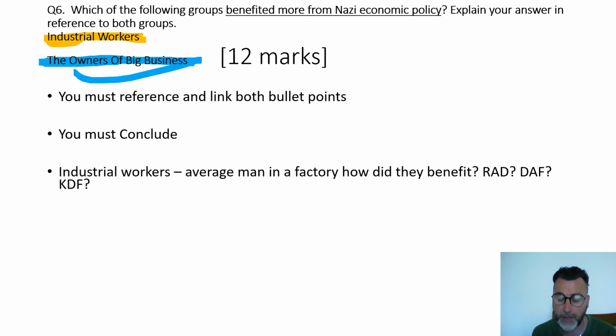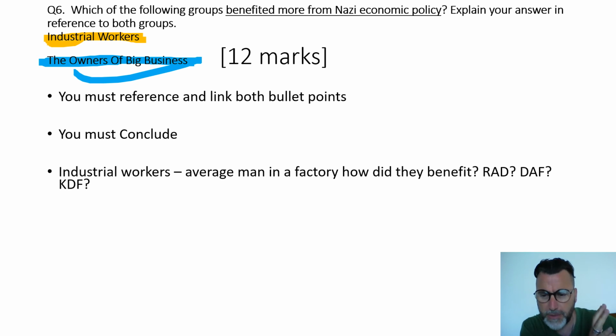Who are the industrial workers? Well, think about it. That's your average man in a factory. That's what we're talking about. How did it impact the average man in a factory? And later on in the war, how did it affect the average woman in factories? Remember the total war and the impact of that. Think about the things that were put in place and what benefited them. Did they benefit from things like RAD, the DAF, the KDF? Remember what all those stand for?